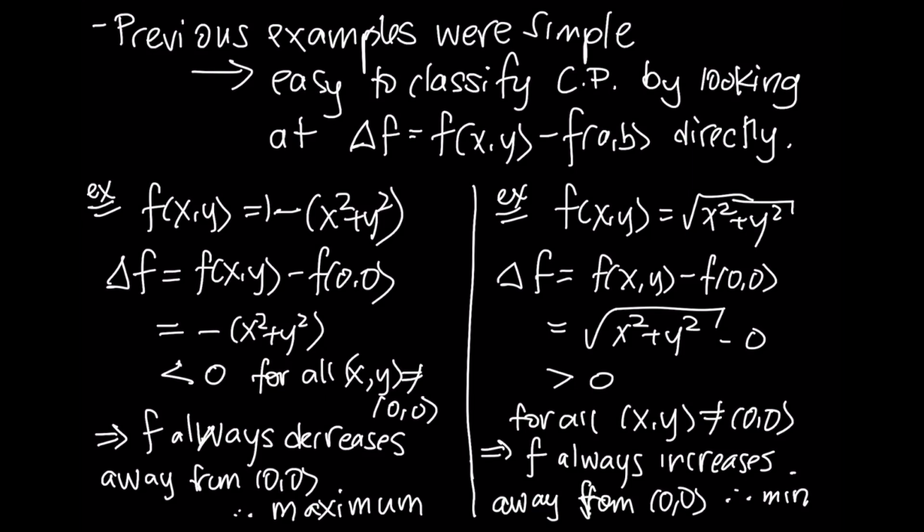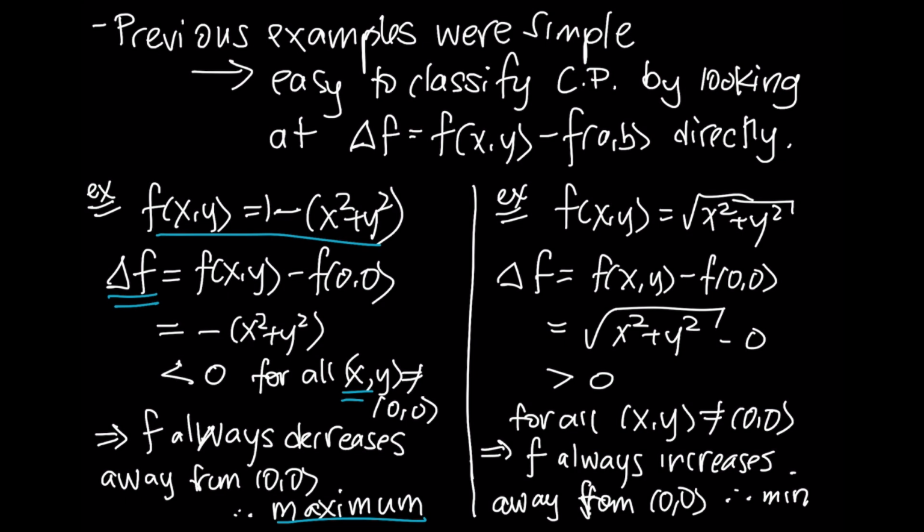It was easy to classify the critical points in the previous examples because the functions themselves were relatively simple. So if we take a look at this function of a paraboloid, we found that the critical point existed at (0, 0). And if we were to measure the change in a function relative to its critical point, we found that it was always negative for all values of x that weren't at the critical point. As you move away from the critical point, the function always decreases in value, so that means it must have a maximum at that point.